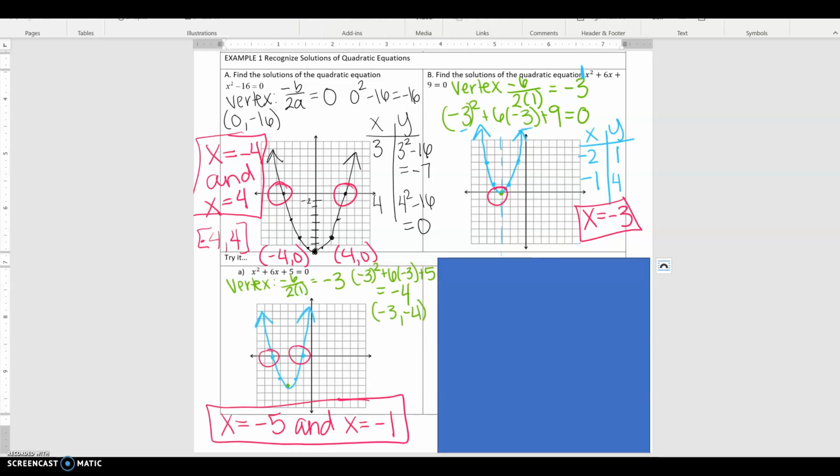Okay, so if we did this one, vertex, negative b over 2 times a, negative 6 divided by 2 times 1, get negative 3, plug negative 3 in, we get negative 4, so our vertex is negative 3, negative 4. And then I went ahead and did up 1, and then over 2, up 4. And that led me to my x-intercepts, so my answer is right here. Again, if you have any questions, please let me know.